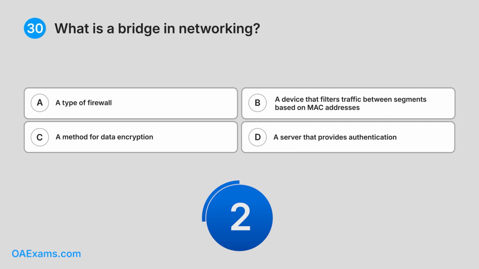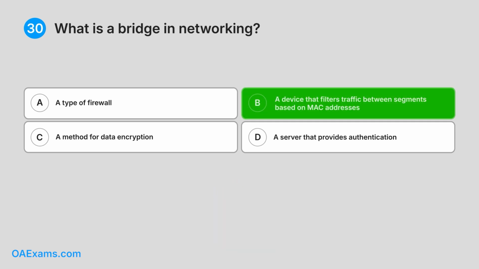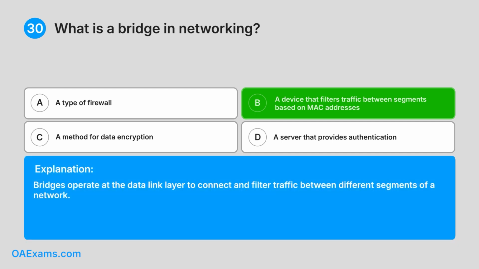Correct answer: B. A device that filters traffic between segments based on MAC addresses. Explanation: Bridges operate at the data link layer to connect and filter traffic between different segments of a network.